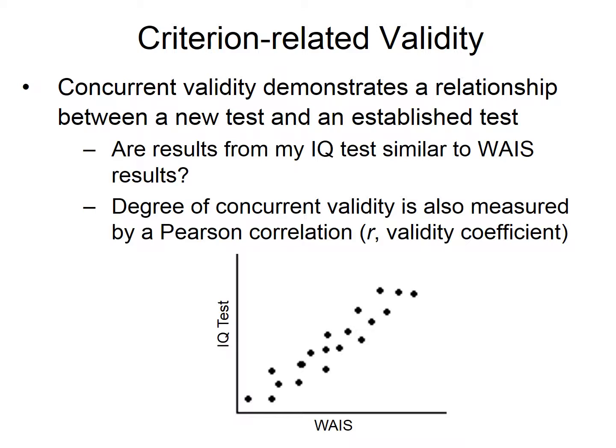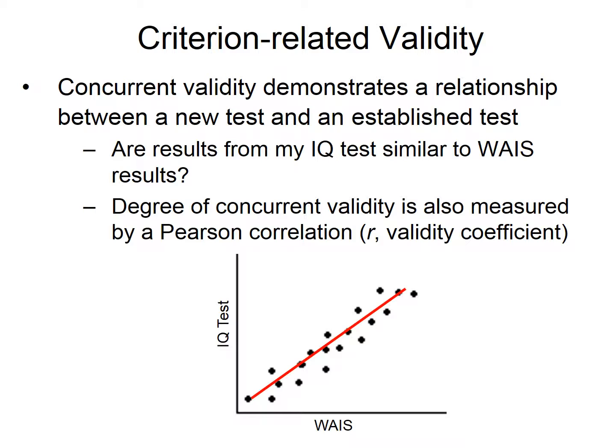So are the results of my pen and paper self-report IQ test similar to the existing WAIS self-report pen and paper test? So again, concurrent validity is measured by a Pearson correlation, and again, the stronger the correlation, the stronger the argument of criterion-related validity, in this case, concurrent validity.